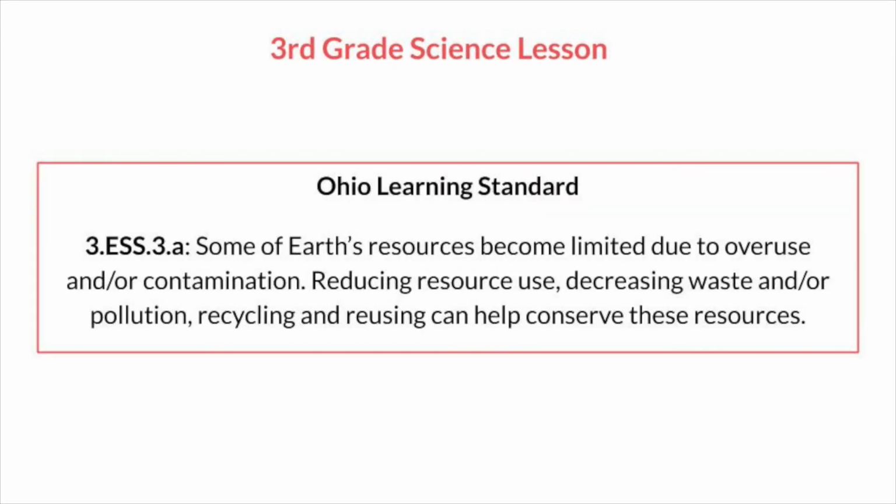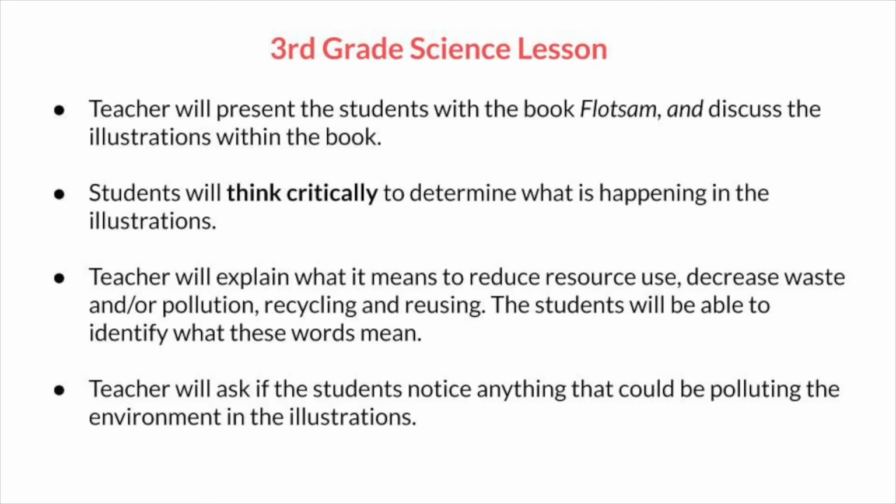The second lesson is a 3rd grade science lesson aligned with the Ohio Learning Standards. First, the teacher will present the students with the book Flotsam and discuss the illustrations within the book. The students will think critically to determine what is happening in the illustrations. The teacher will explain what it means to reduce resource use, decrease waste and/or pollution, recycling, and reusing. The students will be able to identify exactly what these words mean. The teacher will ask if the students noticed anything that could be polluting the environment within the illustrations of Flotsam.